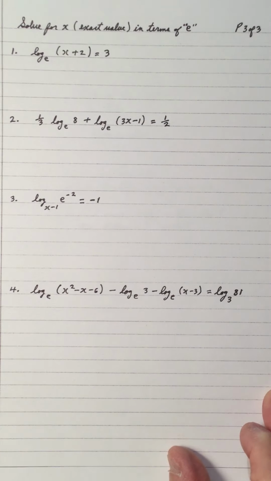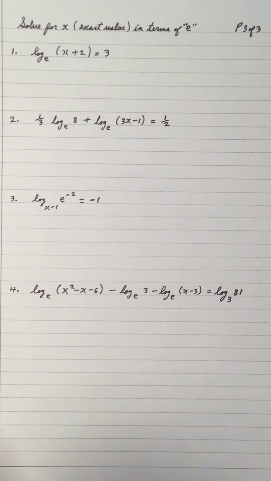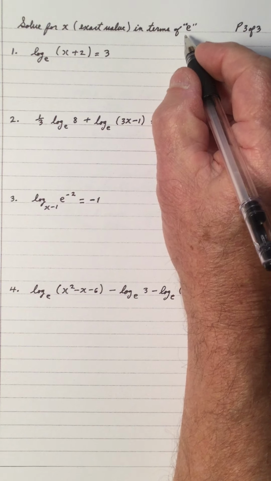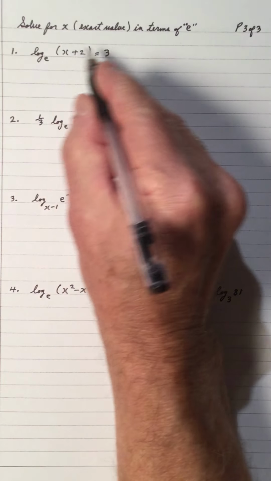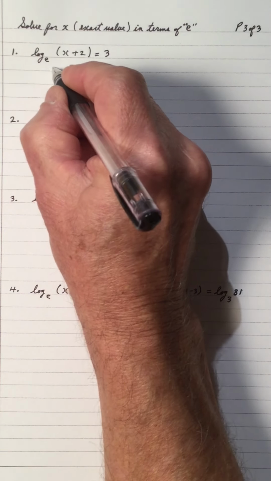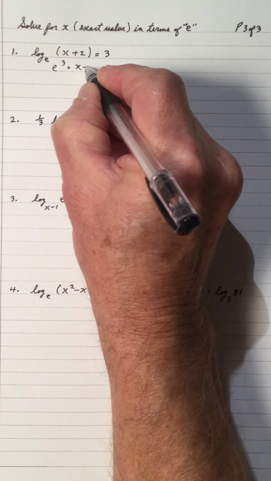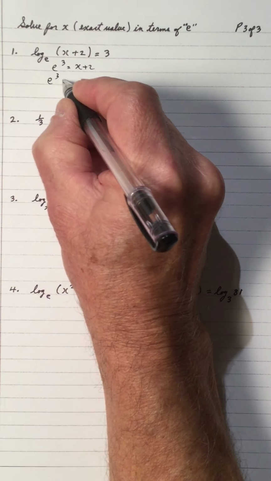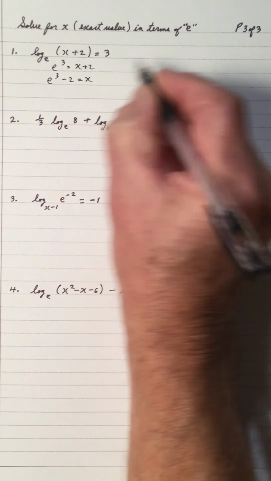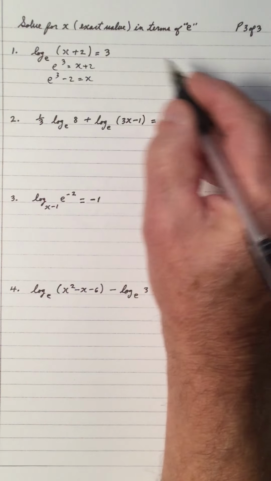But on this page, we're going to solve for x as the exact value. In other words, we're going to solve for x in terms of e. Do not change it. Leave e in your answer. So we have a log, a base, an exponent, and a number. Base, exponent, number. So e cubed minus 2 is equal to x.